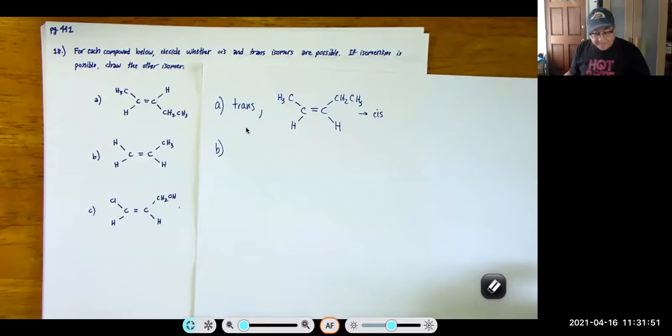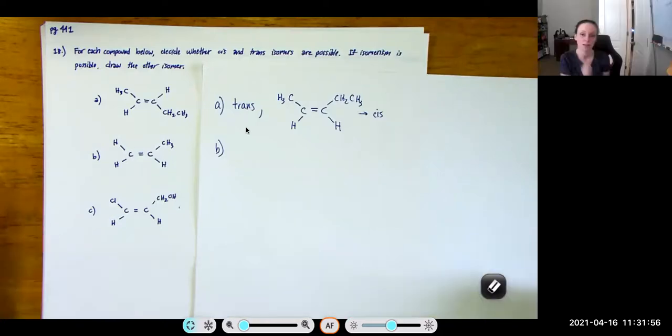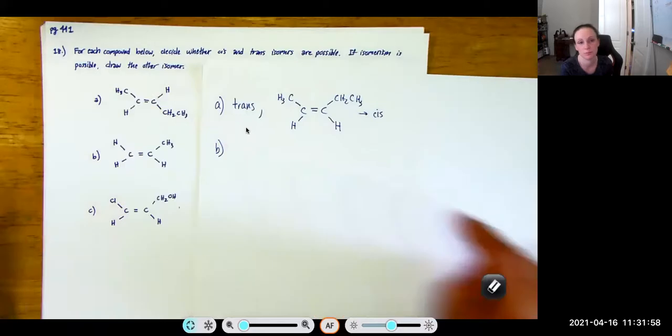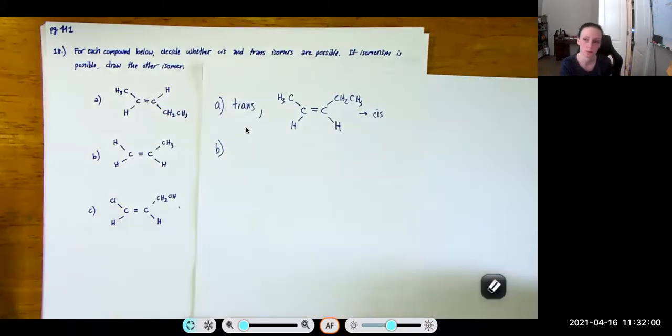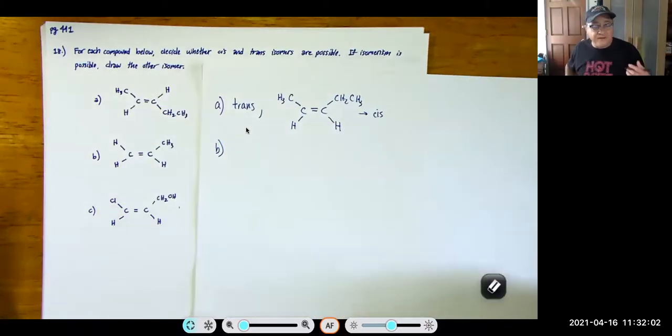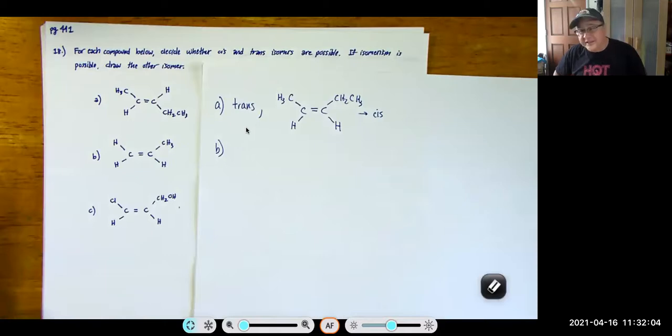Well, it said, if it's possible, draw it. So it's asking you, if it can be either or, draw the other. If it is trans, draw the other. If it is cis, draw the other. But if it's neither, don't bother. Okay, how about this one?